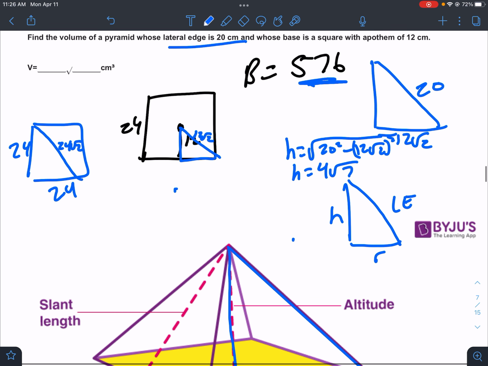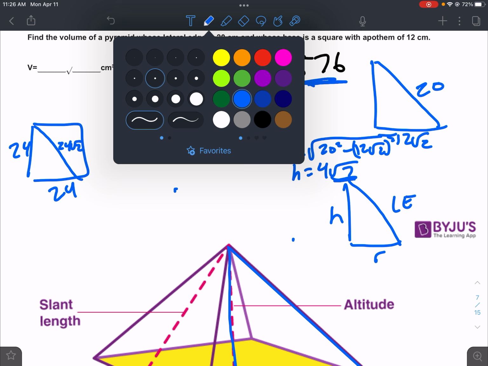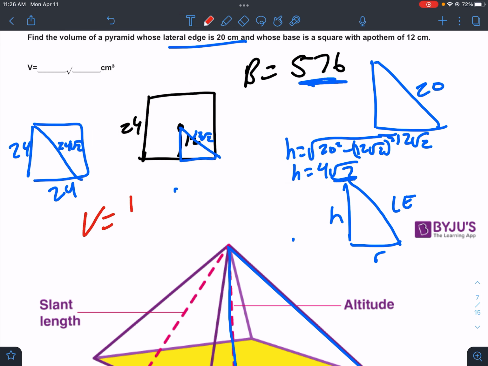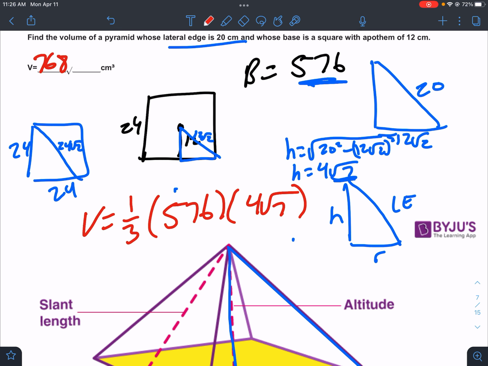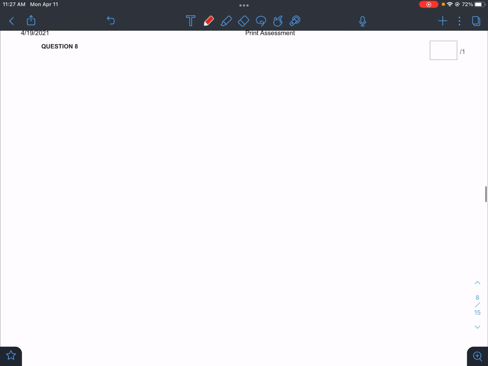All right, so we have the area of the base, we have the height. So we're going to wrap it up. The volume is 1/3 times the area of the base times the height. Oh, it even has a root there. So it'd be 1/3 times the area of the base times the height. And I get 768 root 3. Nope, root 7. 768 root 7. Got it.